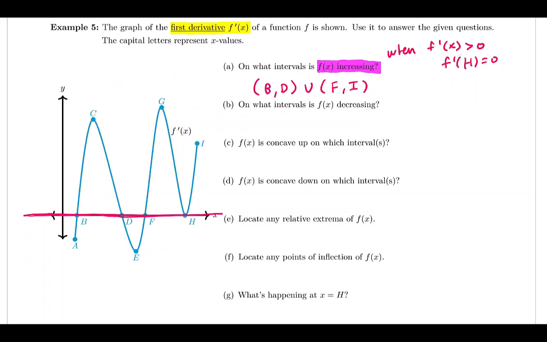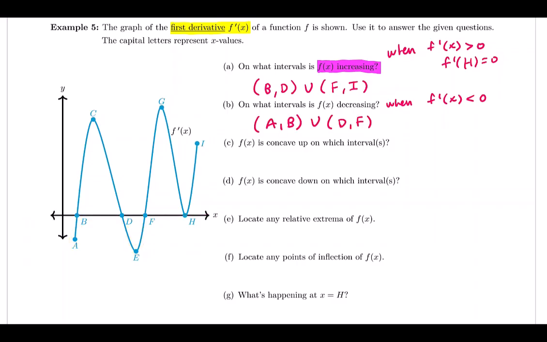All right, part B says, on what intervals is f of x decreasing? And this happens when f prime of x is less than 0. So we're going to be looking for all of the locations where our graph is beneath the x-axis. And that's happening between A and B, and then again between D and F.